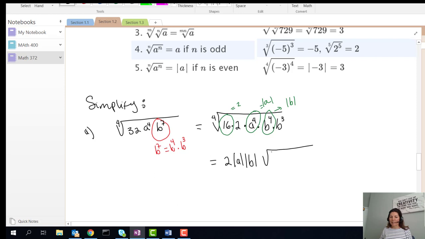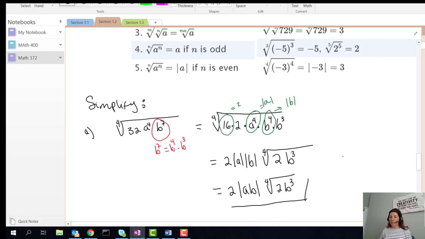and the stuff that is not circled up here, that means it doesn't have a fourth root, so I can't take it out of the radical, so I'm going to be left with 2b cubed. So you can simplify this as 2 absolute value of ab and the fourth root of 2b cubed. And this will be your final answer.